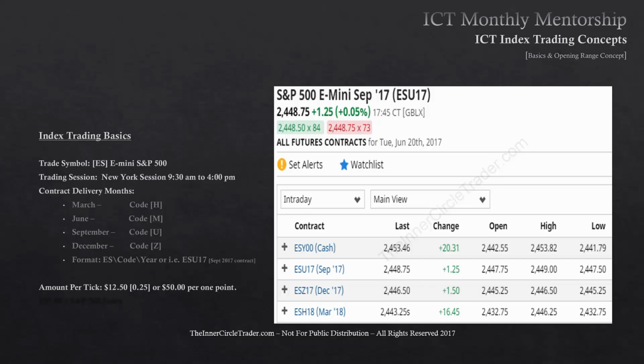The amount per tick is $12.50. One quarter of one point equals one tick. Obviously, four ticks makes one point, or $50 per one point. Your leverage is seen by $50 times the S&P 500 index. At the close of this recording day, as you see here on the right-hand side, it's about $122,000 leveraged.